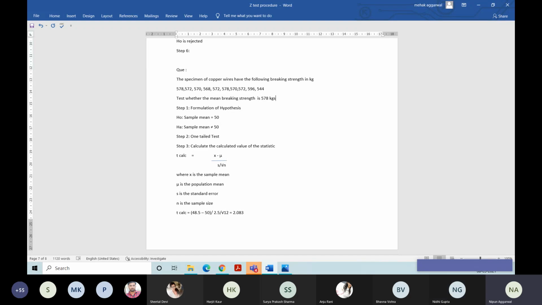Test at 5% level of significance. So this is the question now. So now what is the change in the question? In the previous question, you are provided with the mean and SD. But in this question, you are not provided with the mean and SD, you are given the data.